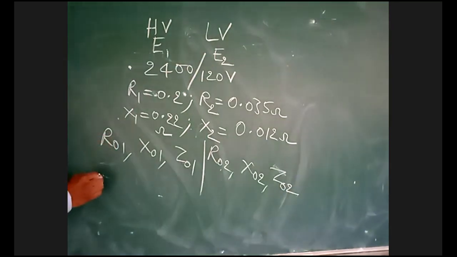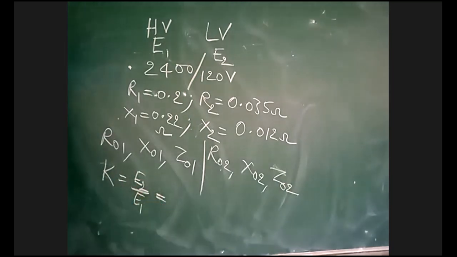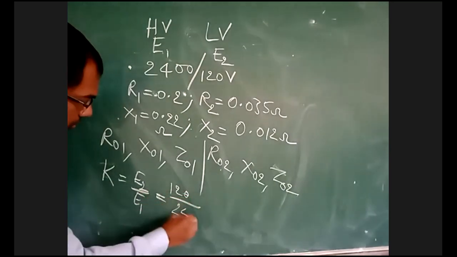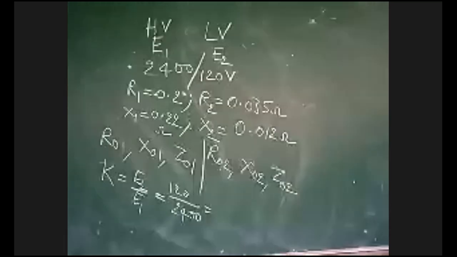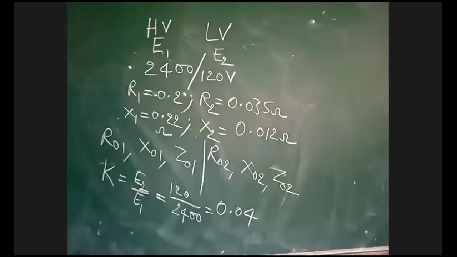First, calculate the K value. K is equal to E2 by E1. K is equal to E2 by E1, that is 120 by 2400. How much will you get for the K value? 0.05. Okay. This is the K value.